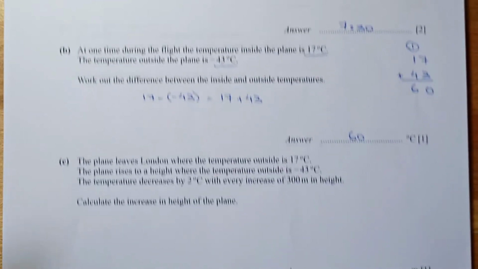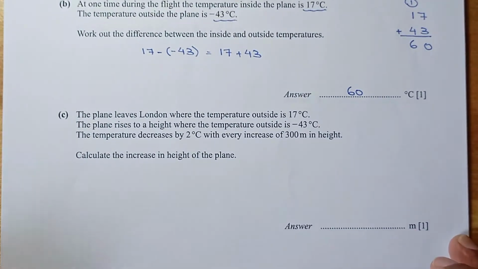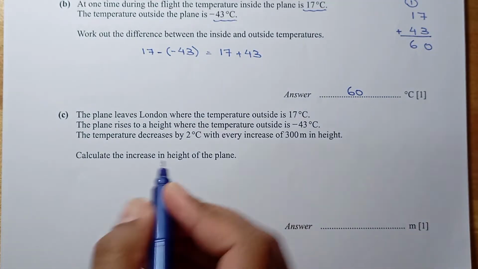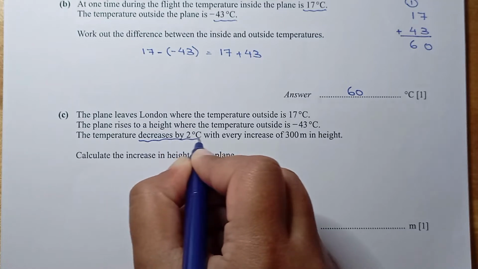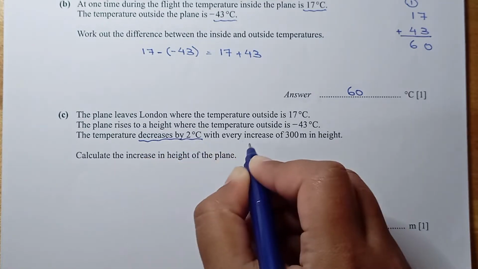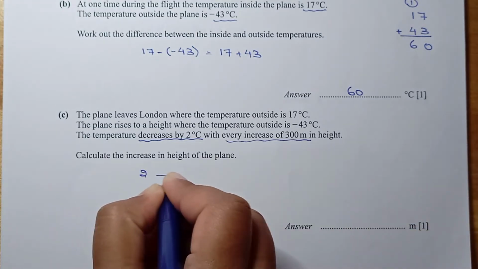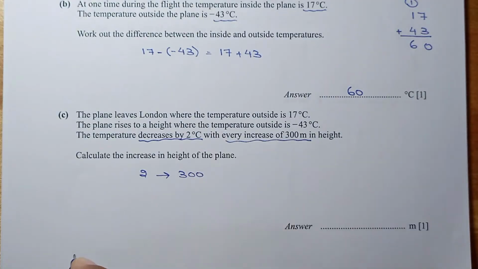Right. Now for the C part, the plane leaves London when the temperature outside is 17 degrees. The plane rises to a height where the temperature outside is negative 43 degrees. The temperature decreases by 2 degrees with every increase of 300 meters in height. Now we need to calculate the increase in height of the plane. So this 2 degrees is representing 300 meters, right?